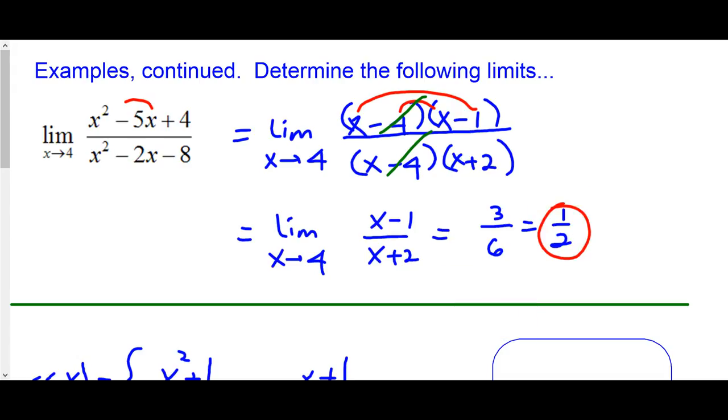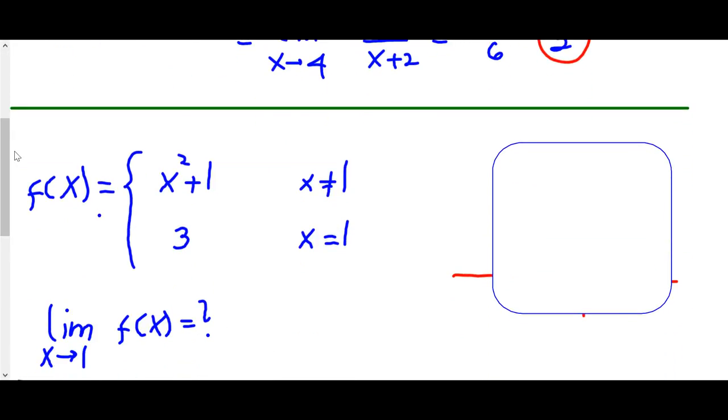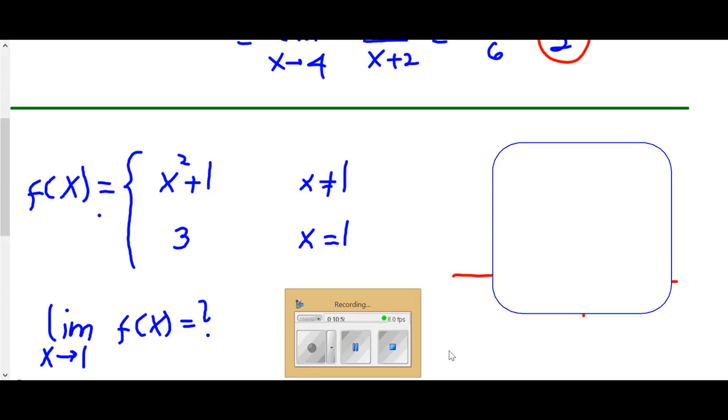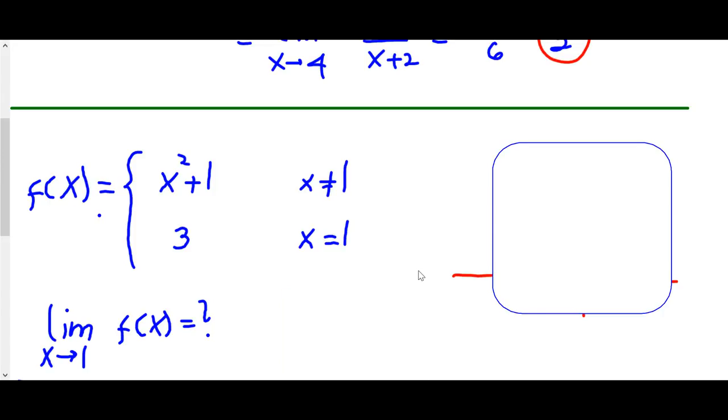All right, here's another example. This one is a bit unusual. Here you have a function given as a piecewise defined function. It's defined as x squared plus 1 if x is different than 1. And if x is equal to 1, it's defined as 3.